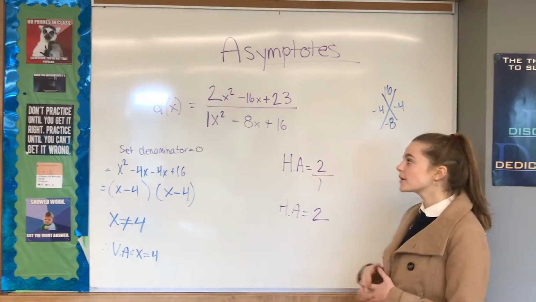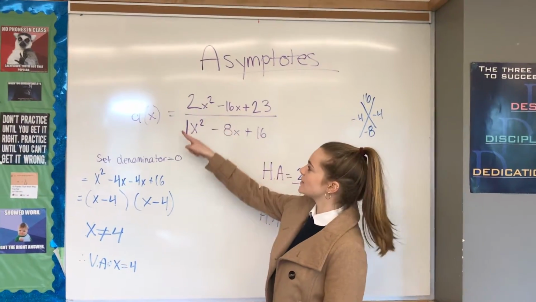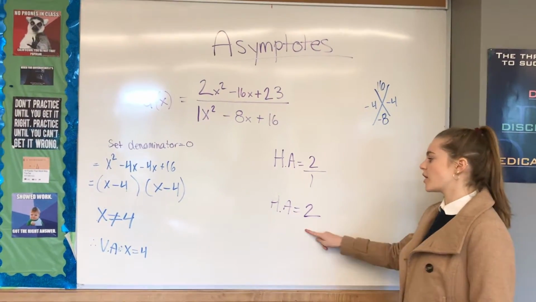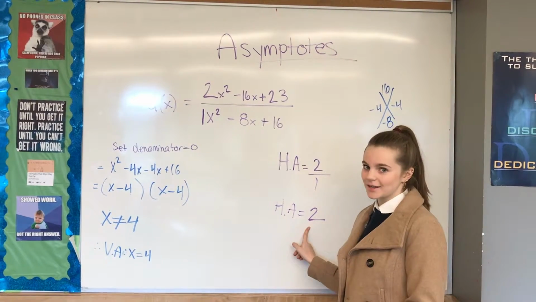And then to find my horizontal asymptote, I take these two values and divide them by each other. So I go 2 over 1, and so I know my horizontal asymptote is going to be at 2.